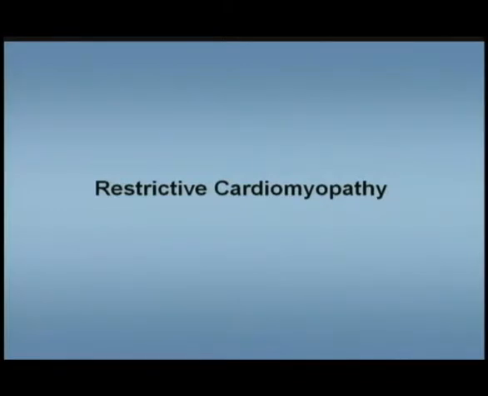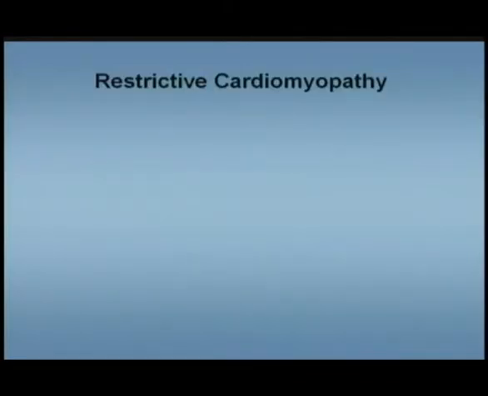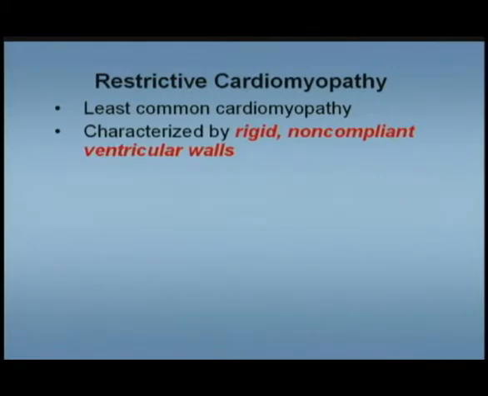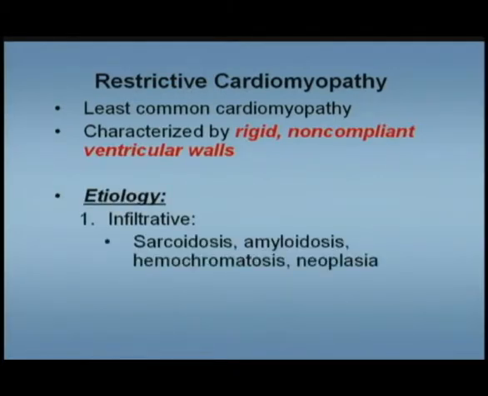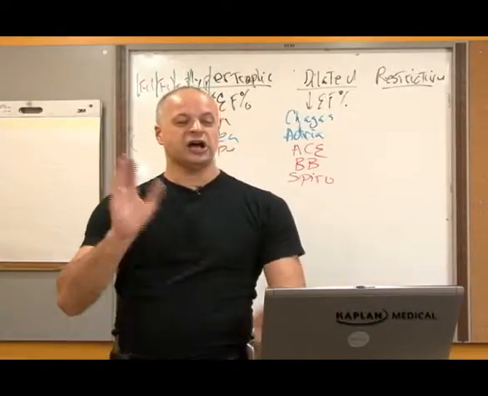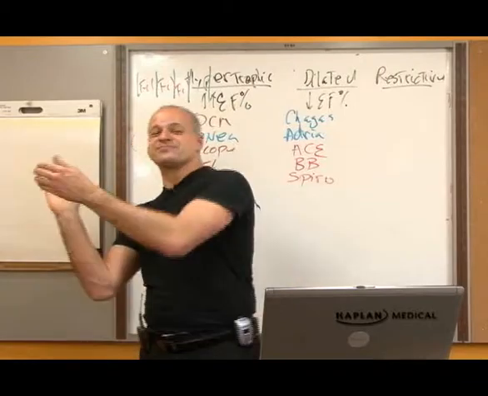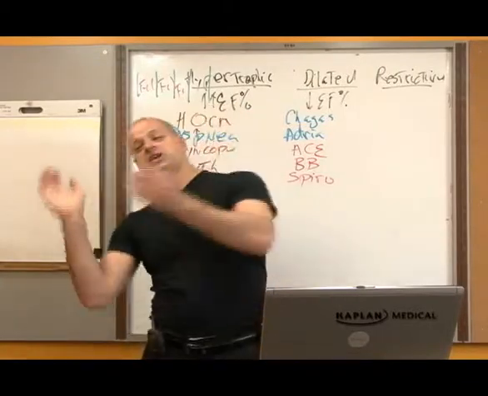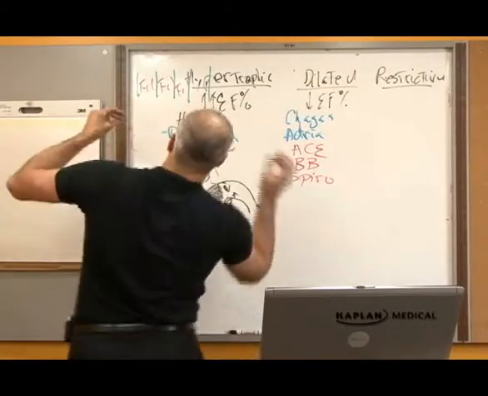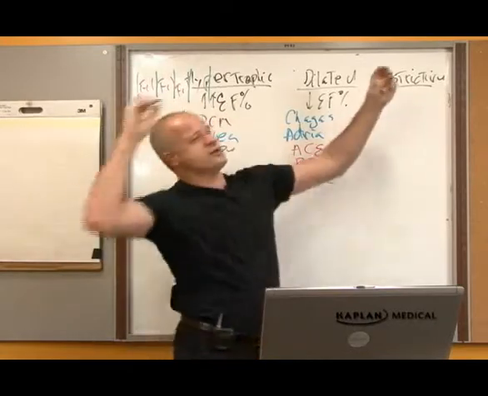Restrictive cardiomyopathy, what do I need to know? I need to know that restrictive cardiomyopathy is something that is uncommon because sarcoid is uncommon, amyloid is uncommon, hemochromatosis is uncommon, cancer and fibrosis are uncommon. Sarcoid, amyloid, hemochromatosis, cancer and fibrosis.